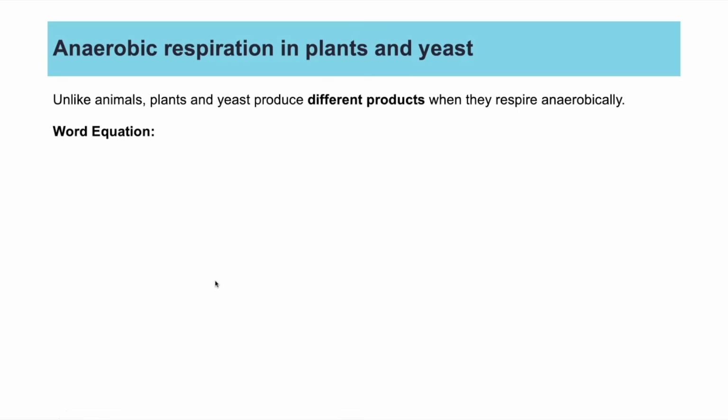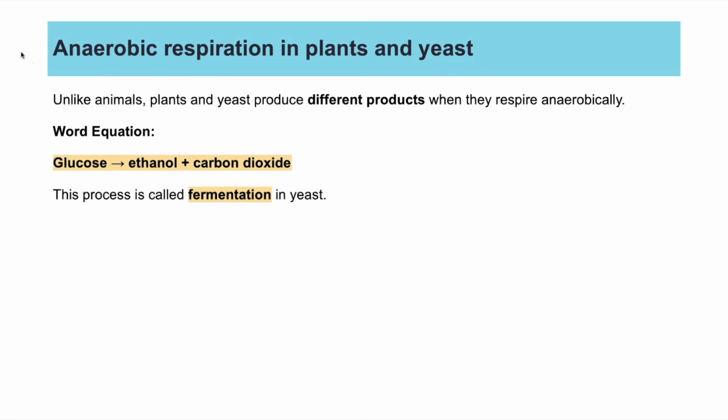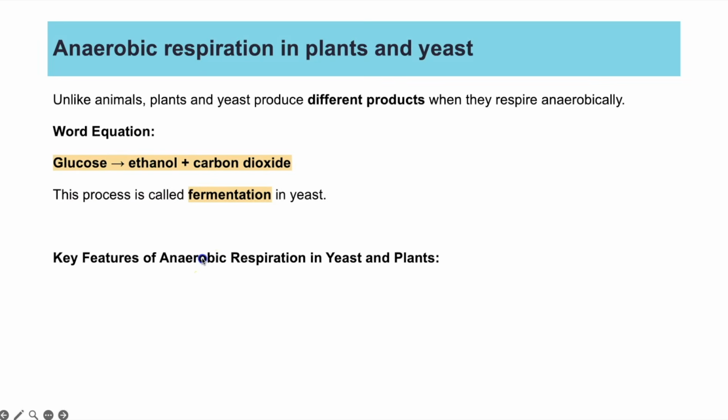Anaerobic respiration in plants and yeast is slightly different. It's still when you have incomplete breakdown of glucose, and it's when you don't have oxygen present. But because plants and yeast, which is an example of a fungus, have different enzymes to animals, you get different products. So for both types of anaerobic respiration, in plants and yeast and also in animals, you need to know the word equation, but not the chemical equation. And this process is known as fermentation when it's happening in yeast.